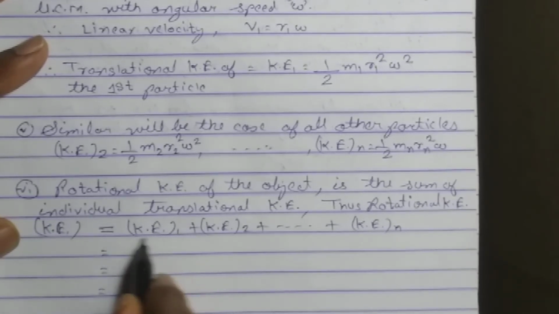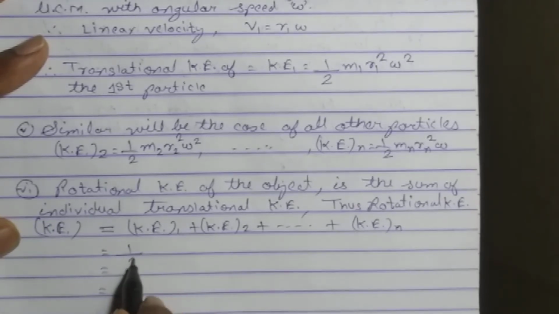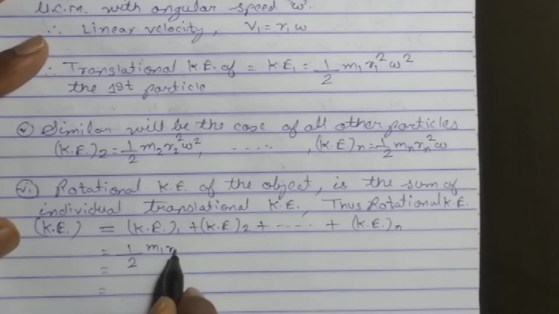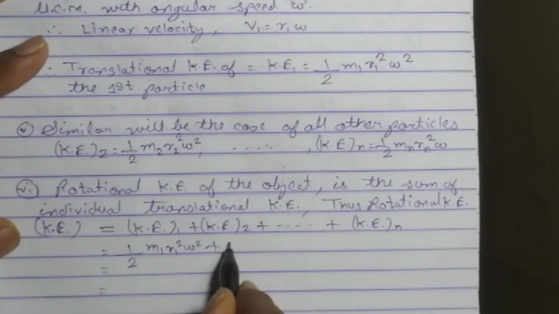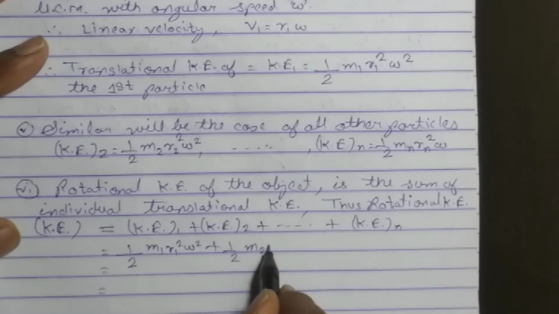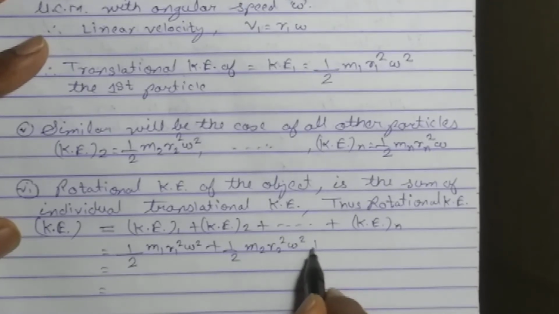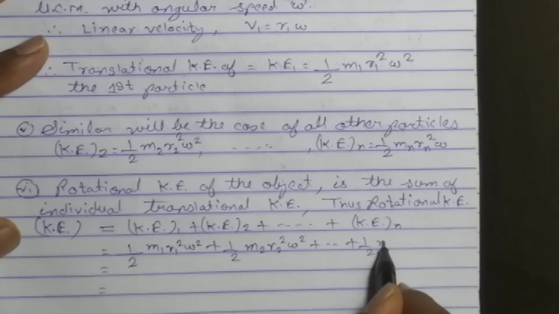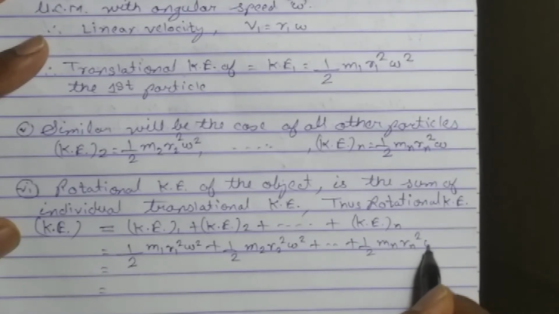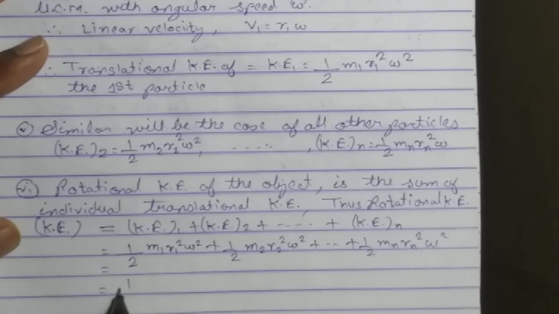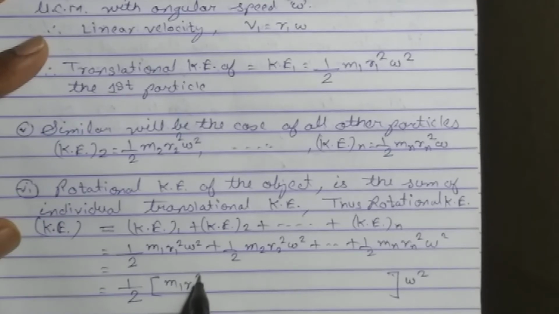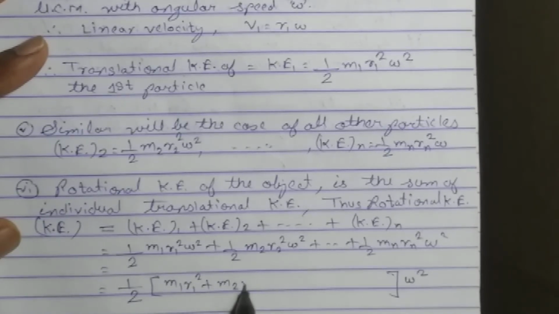What is the derivation for kinetic energy? It is half m1 r1 square omega square plus half m2 r2 square omega square up to half mn rn square omega square. What can you take common, students? Half and omega square. If I take them common, we get m1 r1 square plus m2 r2 square plus up to mn rn square.